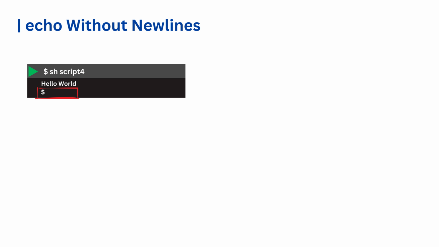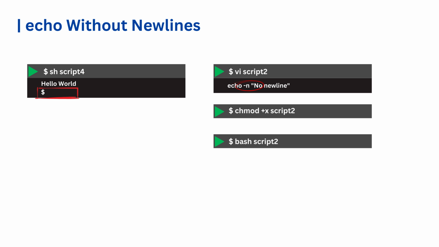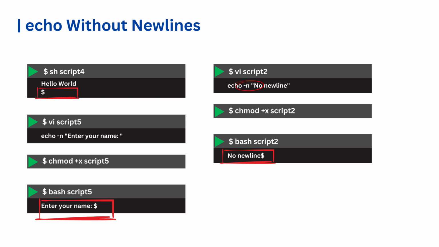By default, the echo command adds a new line after the output. But what if we don't want a new line? The -n option prevents echo from adding a new line. When we run this script, notice how the text and the bash prompt are on the same line, making it look like a confusing mush. But this technique is useful when you're prompting for user input.